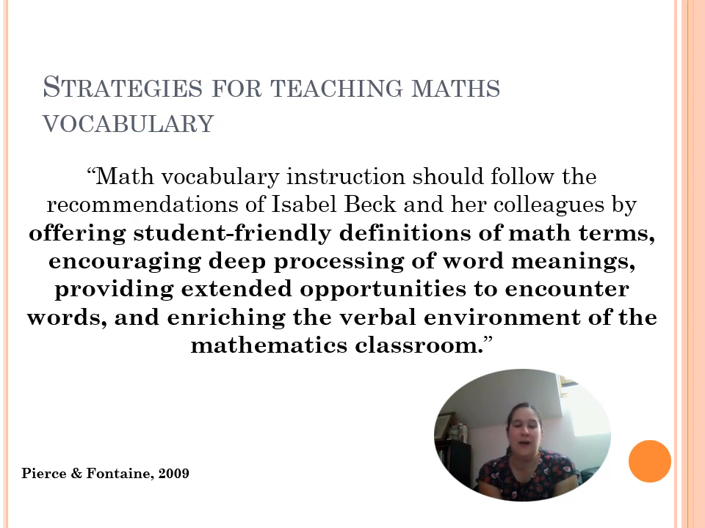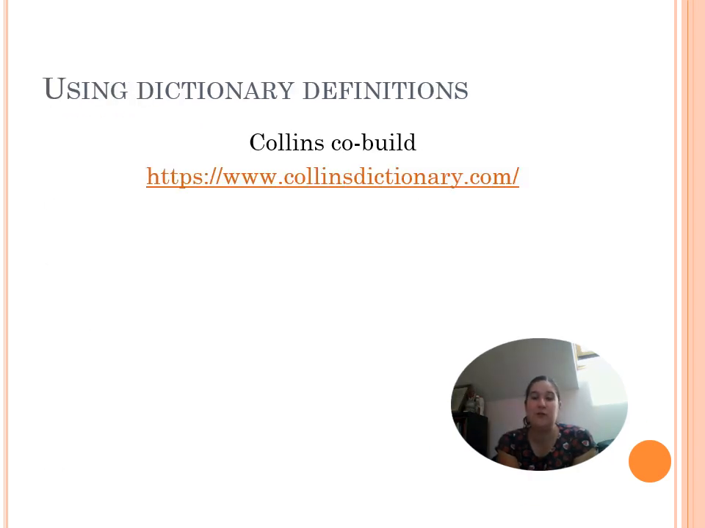So we need to offer definitions, we need to give lots of opportunities for pupils to encounter the words, and we need to enrich the verbal environment of the mathematics classroom. So in essence, we need to be using lots and lots of mathematical vocabulary in the classroom, and giving pupils lots of opportunities to use those words. Pearce and Fontaine talk about the importance of sharing really good definitions with pupils, and one of the ways in which I've found that works really well for this is using the Collins COBUILD Dictionary.